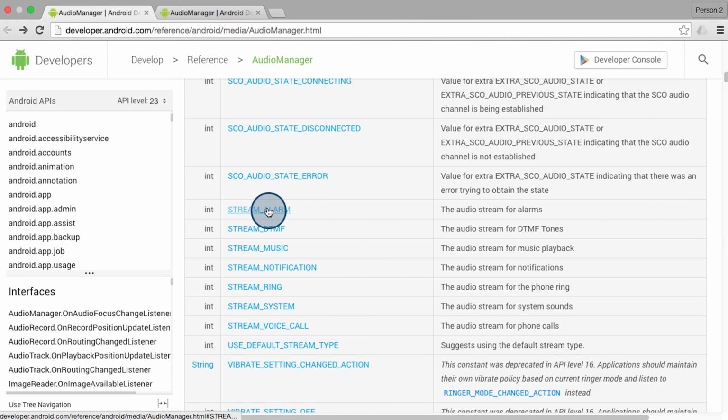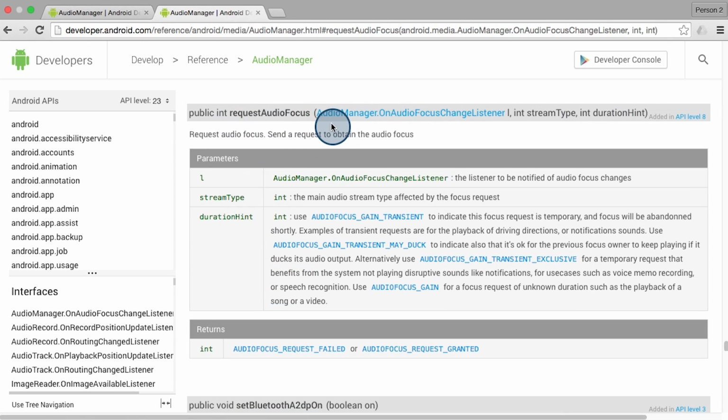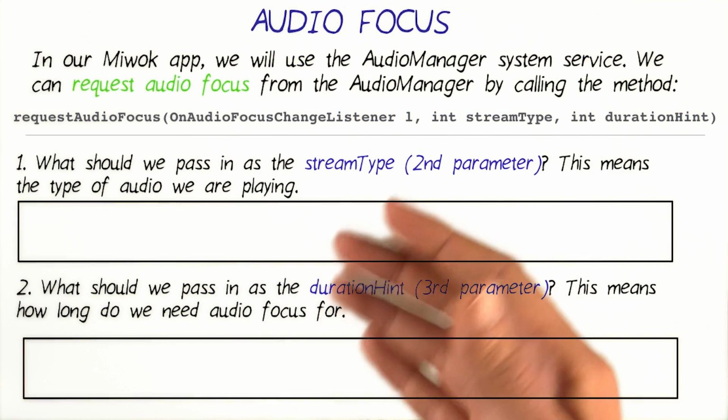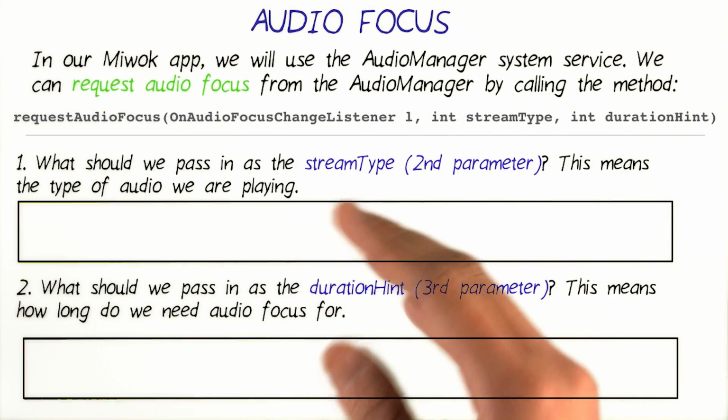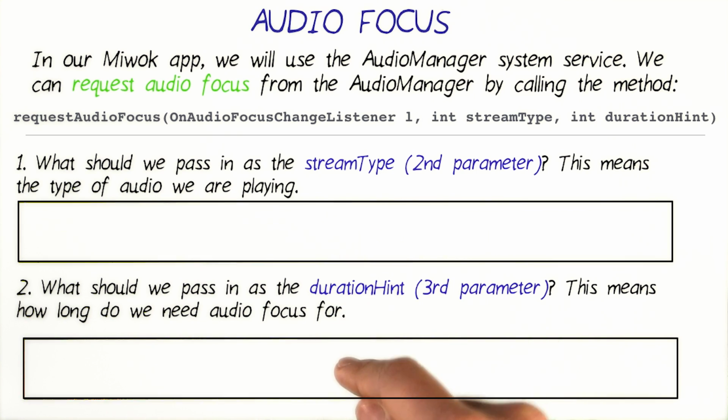What about our duration hints? Let's navigate over here to our request autofocus method. And notice here, the different valid options for our duration hint are listed in the method description. So we have different ones such as autofocus gain transient may duck, and then a couple other ones. And each of these have explanations to help you choose which one is the appropriate one to pick. So feel free to search online for tutorials if you need help answering these 2 questions. And I'd like you to fill out your answers here, and then continue on.